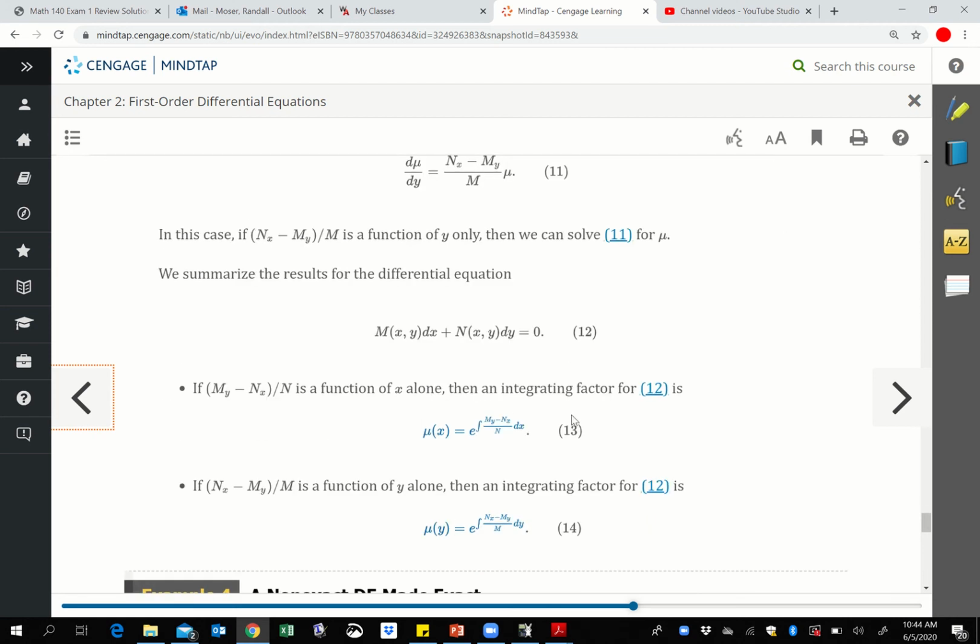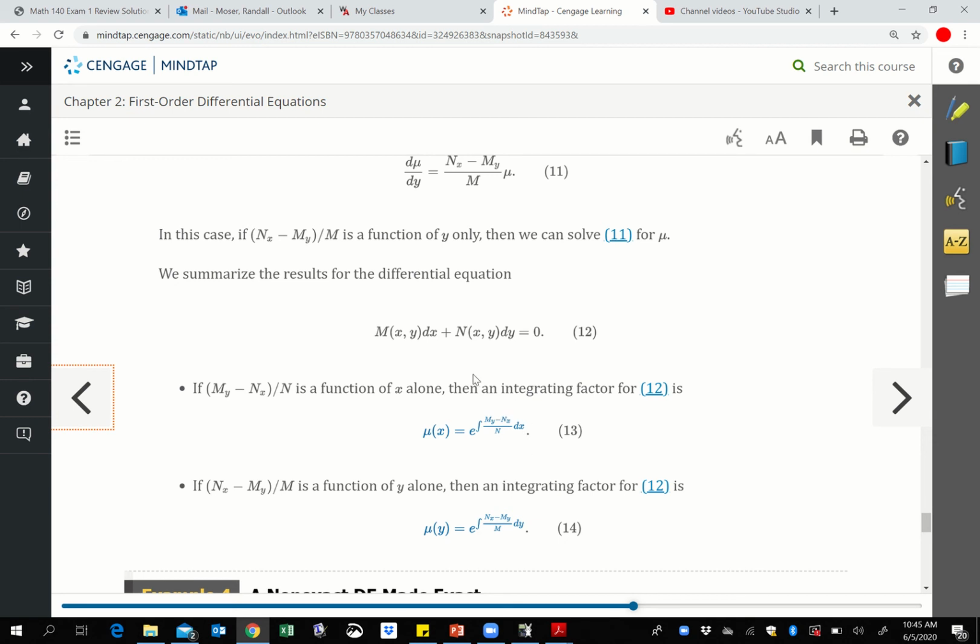So, recall, that was under the assumption that mu of x comma y was a function of x alone. And that gave us the following integrating factor. Mu of x is equal to e to the integral of My minus Nx, all over N, dx.